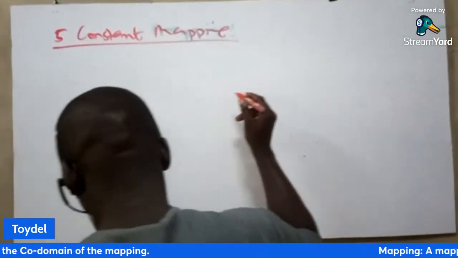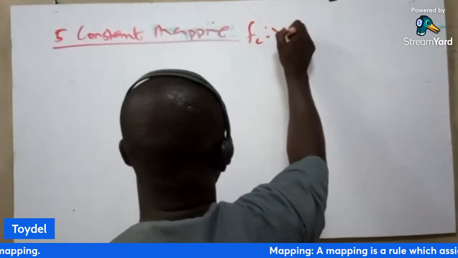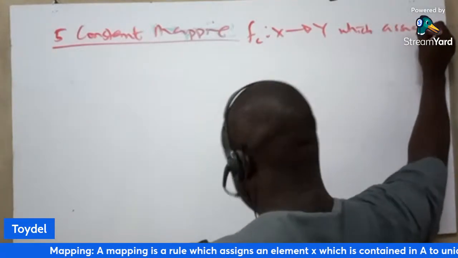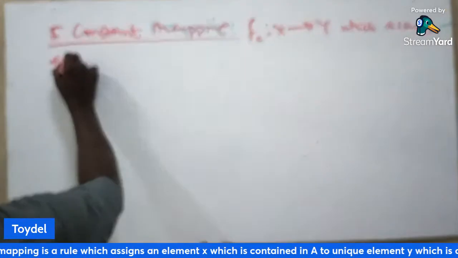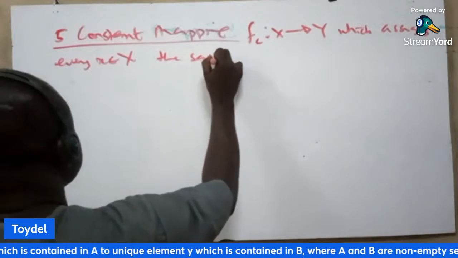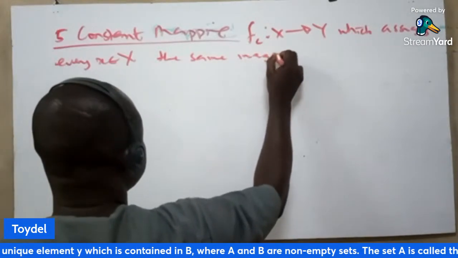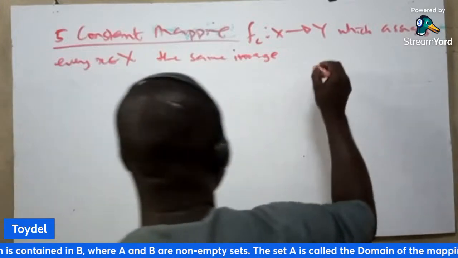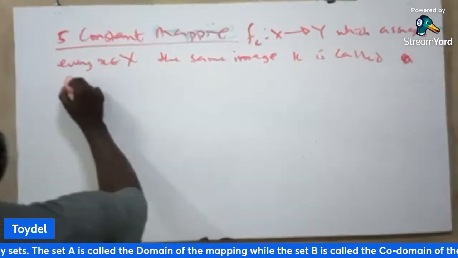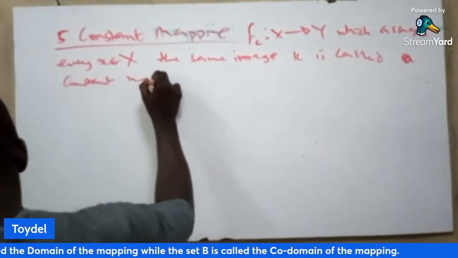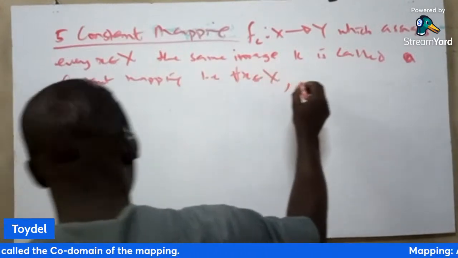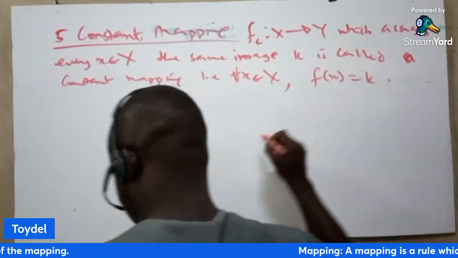So under constant mapping, we can have, let's say, f of c constant, X tends to Y, which assigns every element x in X the same image. They are going to have the same image. The same image k is called a constant mapping. That is, for all x that belongs to X, we have f of x to be equal to k. This is what we are saying.